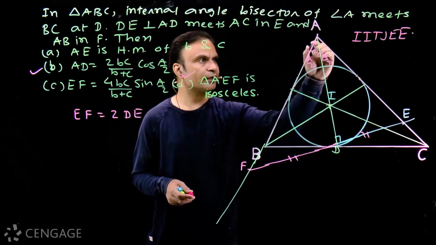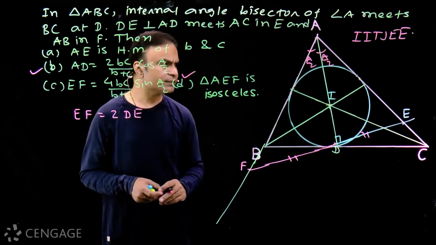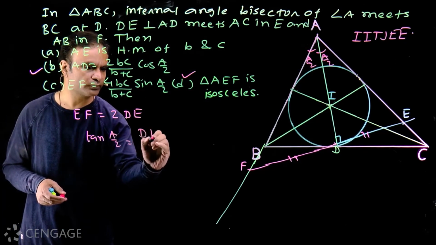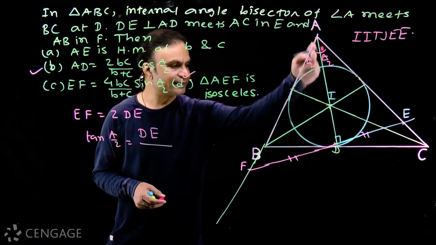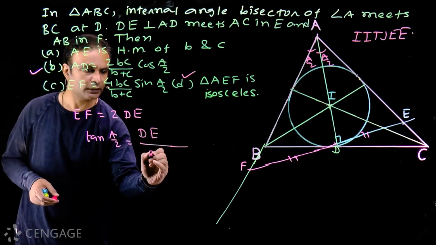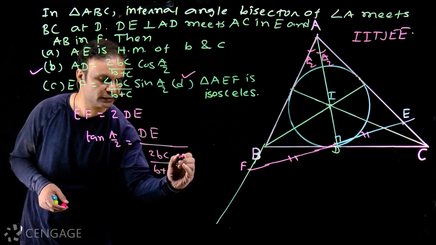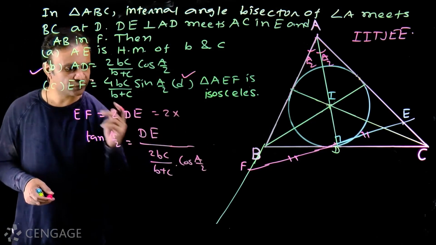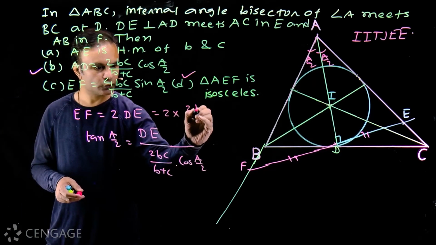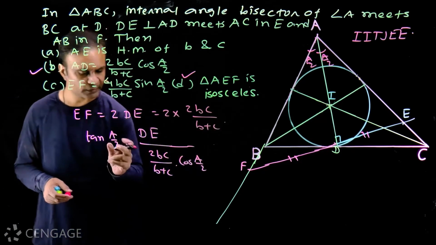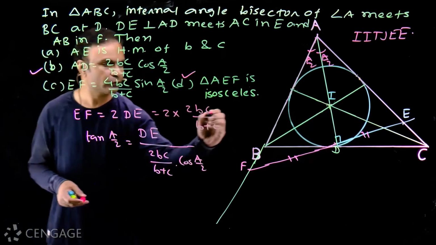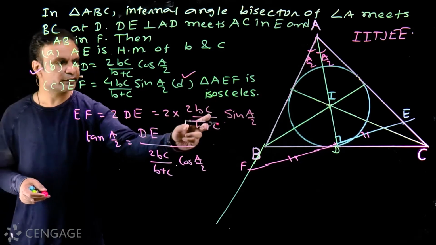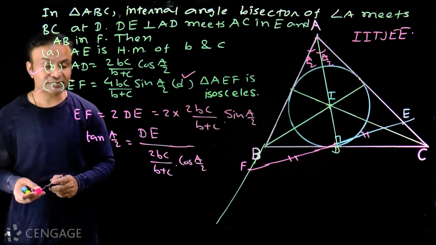We can get DE from triangle ADE. In this triangle, we have tan of A by 2 is equal to opposite side DE upon adjacent side AD, and AD is 2BC upon B plus C multiplied by cos A by 2. So put the value of AD here. DE is equal to 2BC upon B plus C multiplied by tan A by 2 multiplied by cos A by 2, and this is sin A by 2. So we have EF is equal to 4BC upon B plus C multiplied by sin A by 2. So option C is also correct.